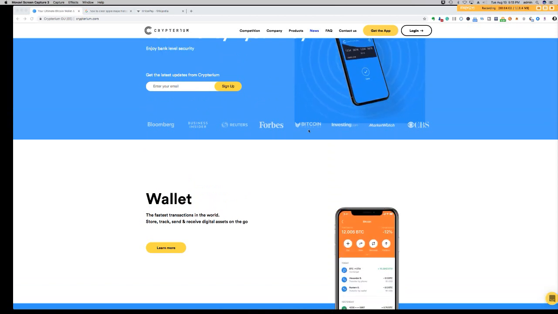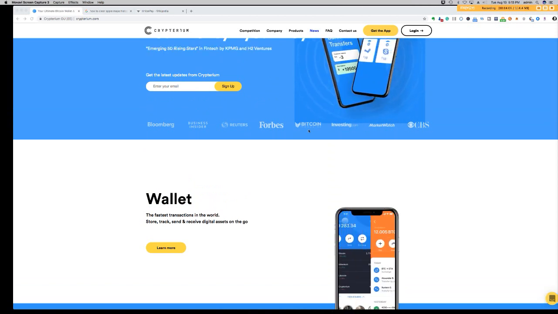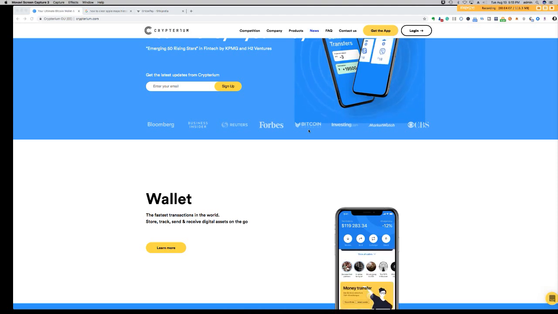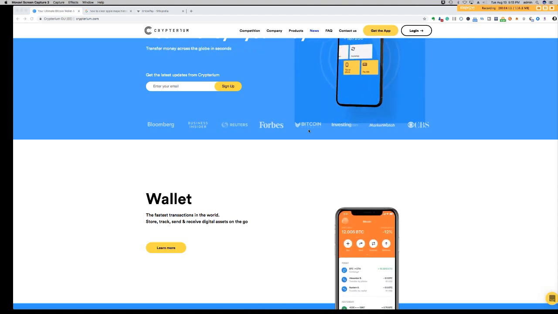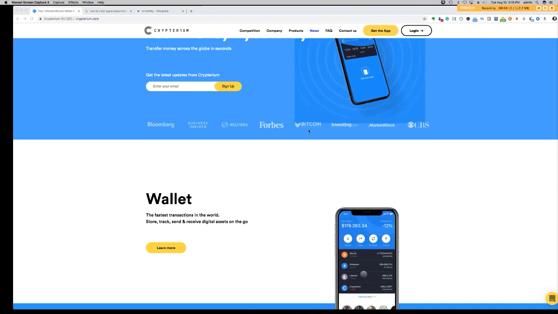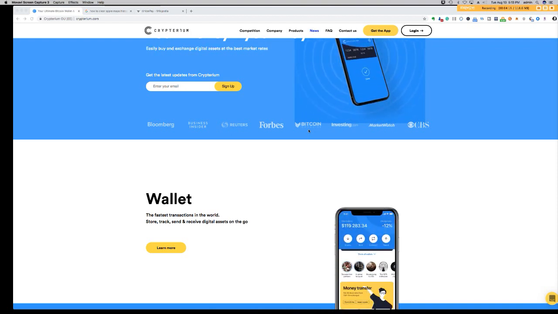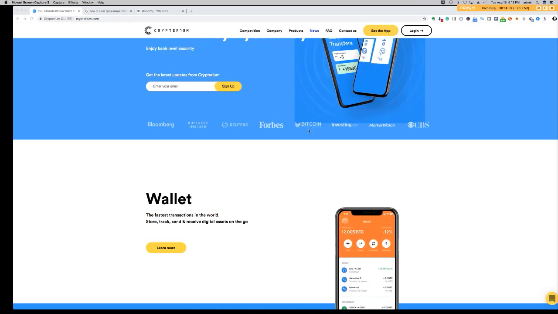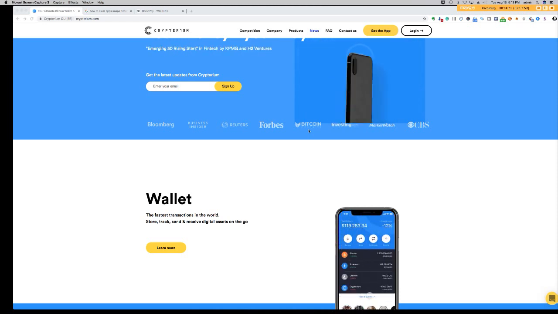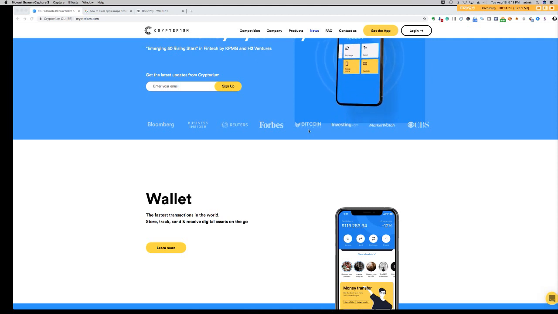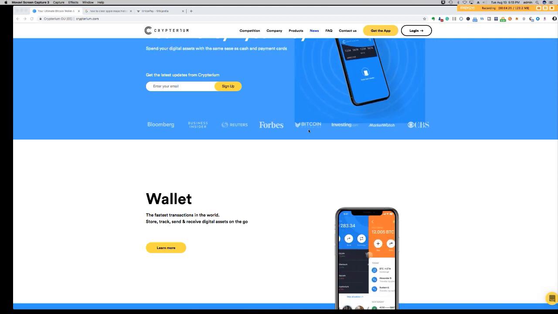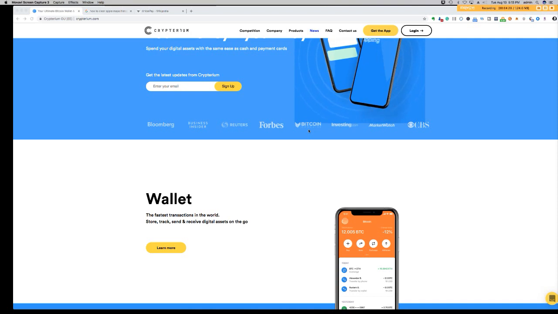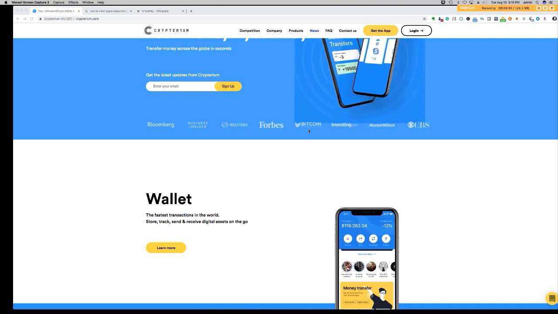Now, the card itself looks like a prepaid card. You may have seen videos out there. It doesn't have the Crypterium logo on it. It's just a bare card with your account number and I think your name. And then it has the UnionPay logo. Now, UnionPay is a Chinese network or a Chinese company, so they're very popular in China and parts of Asia.